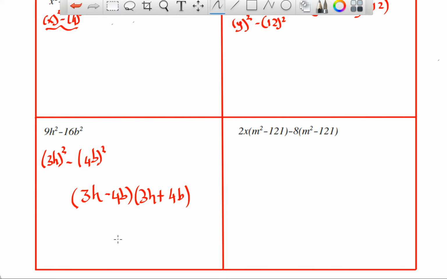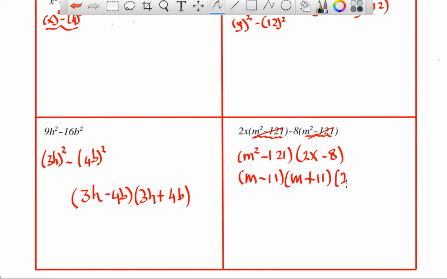Right, last one. M squared minus 121 is common to both of these expressions. So I can take out m squared minus 121. That leaves 2x minus 8. All right, let's see what else do I have. Well, m squared minus 121 is a pattern. That is m minus 11 times m plus 11. Okay, and then 2x minus 8.